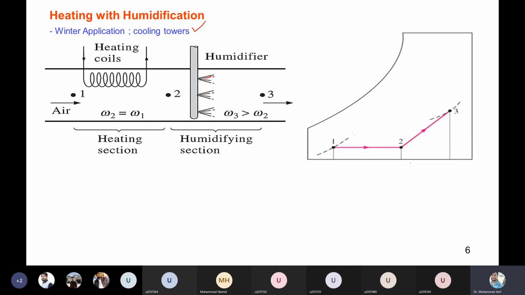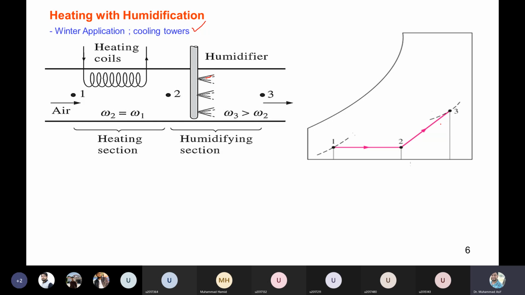This process can be drawn on the psychrometric chart as well. As you can see in the psychrometric chart, from 1 to 2 is a simple heating process. This horizontal line is a simple heating process from 1 to 2, whereas from 2 to 3 is a heating as well as a humidification process.